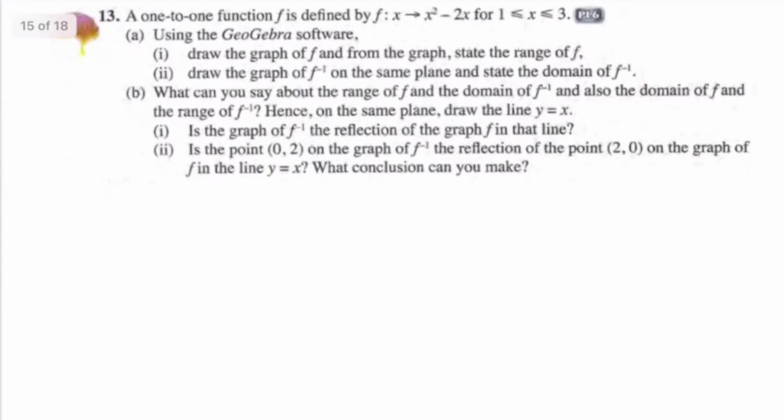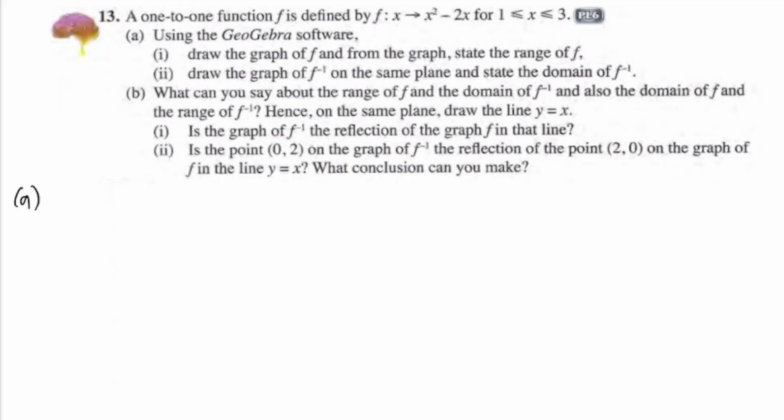All right, let's move on to number 13. Sorry, number 13. Okay, this one says a one-to-one function is defined by f(x) equals x squared minus 2x for x between 1 and 3. Using GeoGebra software, draw the graph. Here I can't use GeoGebra software, so I'm just going to draw by hand, but I will plot the points one by one so it's easier for you to see.